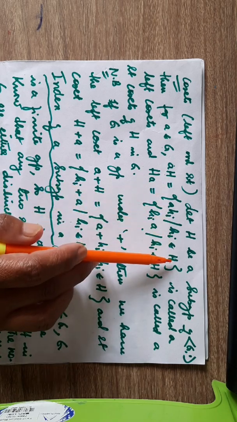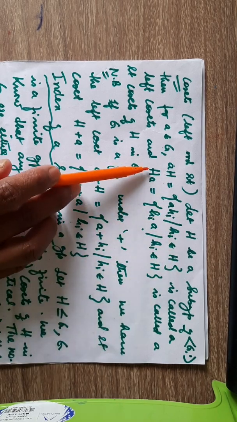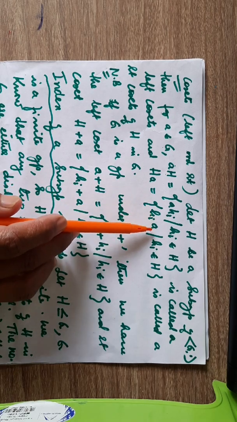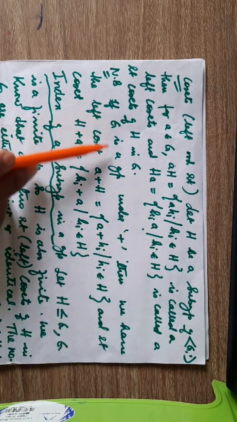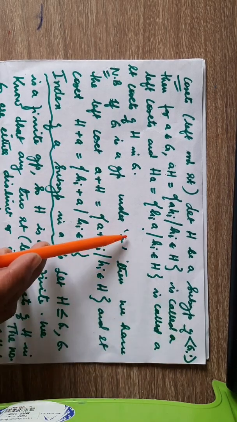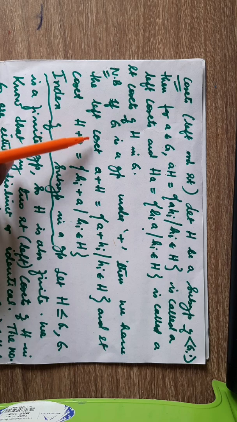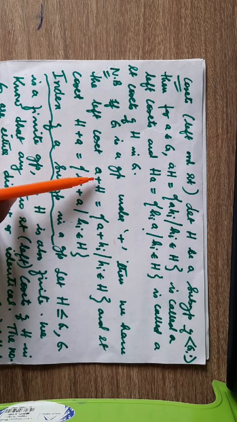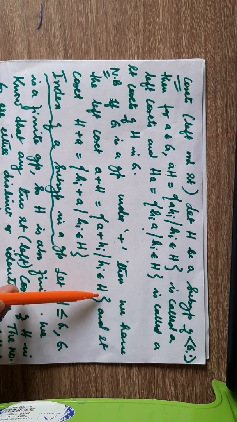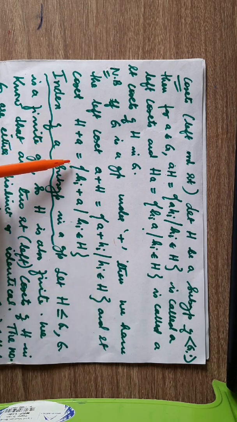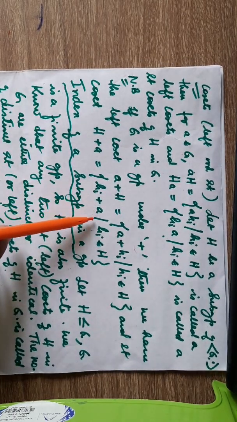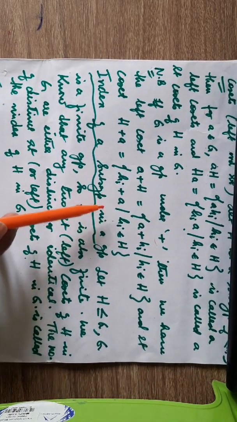This is called the left coset, and the right coset is defined as Ha, which contains elements of the form h_i a. Now note, if G is a group under the binary operation plus instead, then in that case the left coset is defined as a + H, which is equal to the set {a + h_i}, where h_i belongs to H, and H + a is defined as the right coset, and it contains the elements of the form h_i + a such that h_i belongs to H.